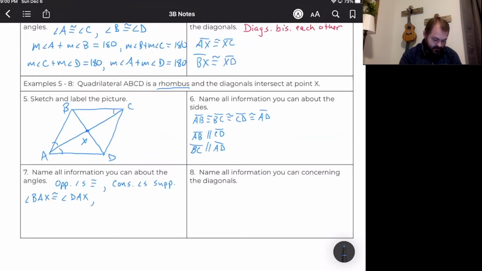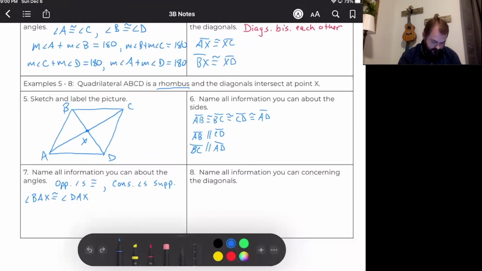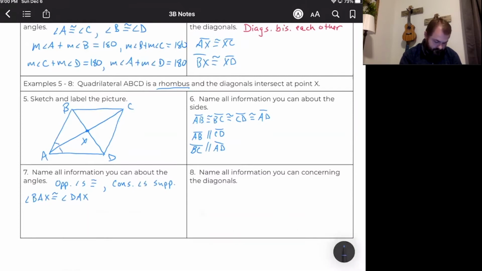Just like these are also congruent. And so actually all four of these parts are congruent. So angle BCX, and then it's also congruent to angle DCX. All four of those are congruent. And then we have congruent angles here, here, here, and here also. So angle ABX is congruent to angle CBX, and those are congruent to angle ADX, which is also congruent to angle CDX.